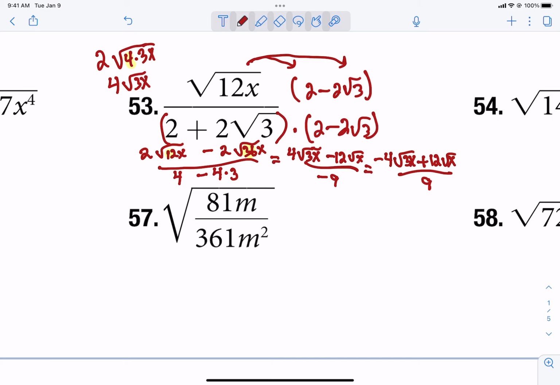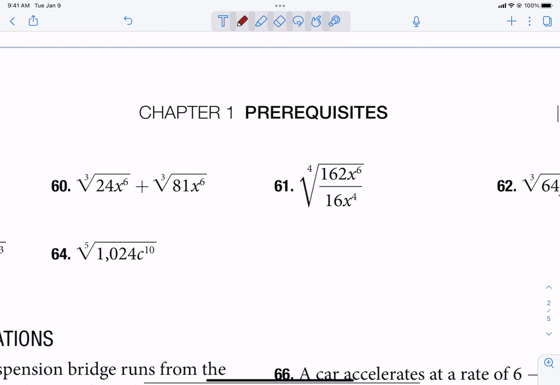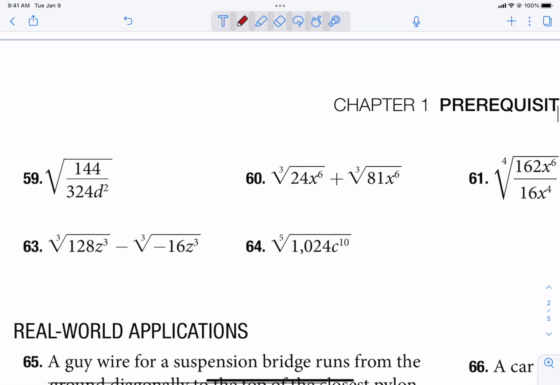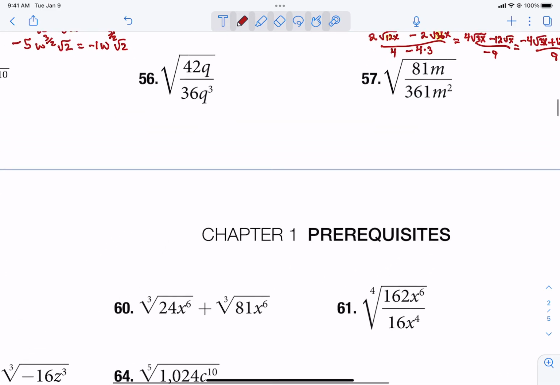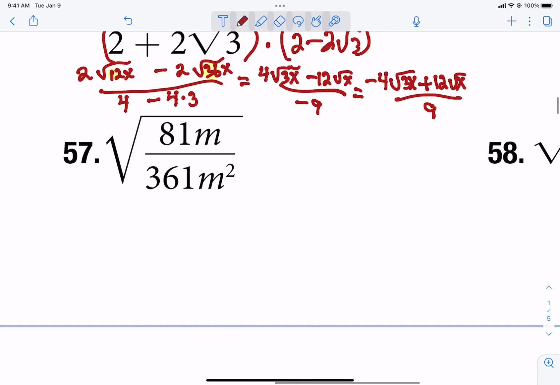Let's keep going here. Let's do 57. You have to do up to 63, so we'll do maybe a few more together. Let's do 57. I try to reduce them a little bit. 81 is 9 squared. I just learned 361 is 19 squared. So 9 and 19 aren't common. You can't do anything. So that's going to be 9 over 19.